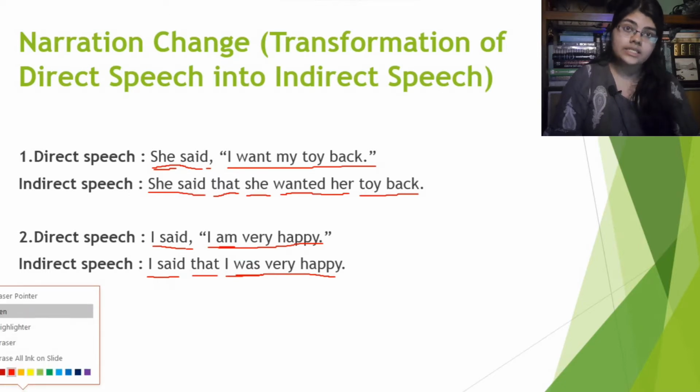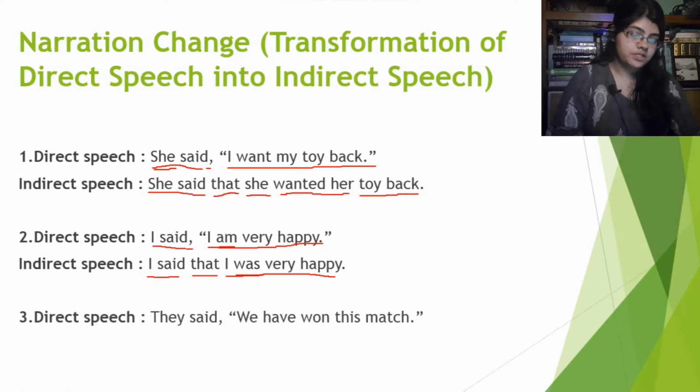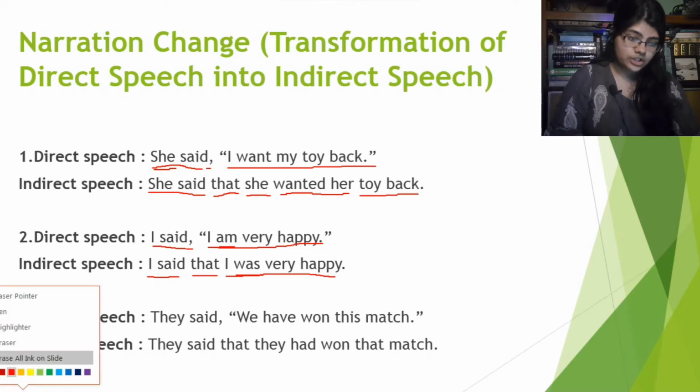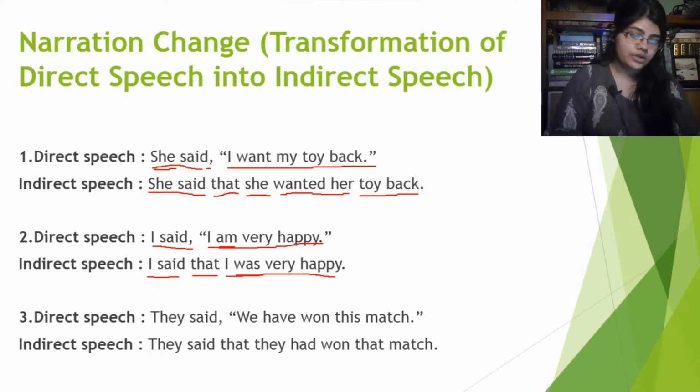Now for the next example, the direct speech is, they said, we have won this match. Here the indirect speech will be, they said that they had won that match. Now again let me tell you why the have won has changed into had won. I mean the verb of the reported speech, why it has changed into this one, I will tell you that in the next segment. Otherwise, they said will be they said. Again the comma will be replaced by that.